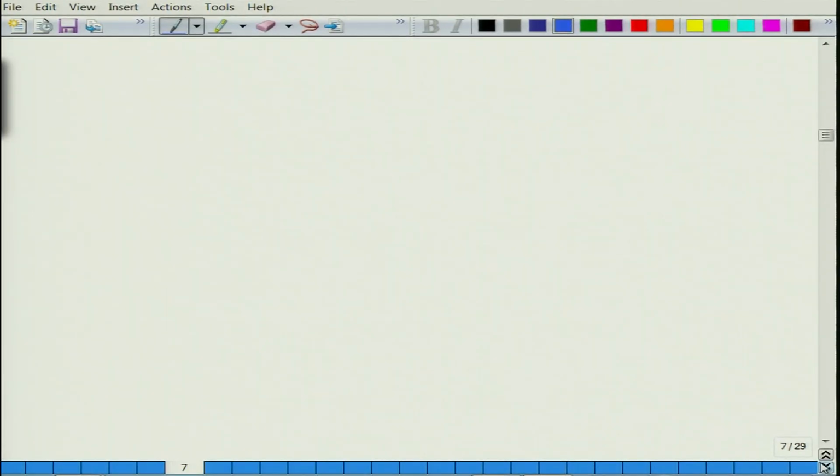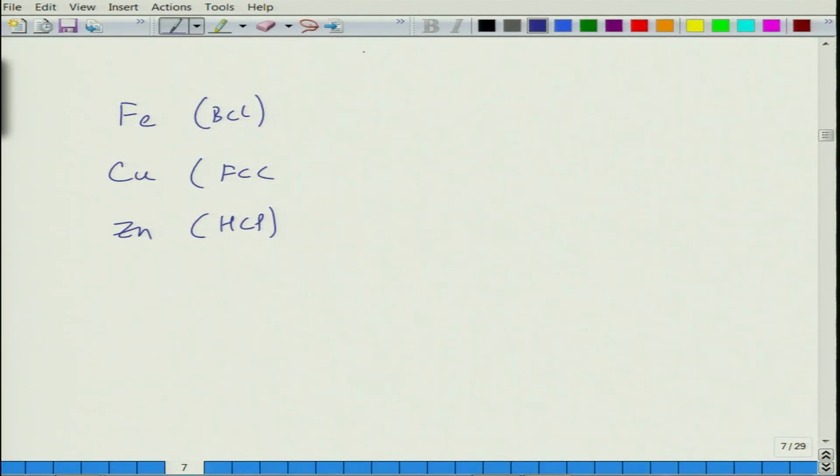So, theoretically speaking, if you calculate for a few materials like iron, let us say, or copper, or for zinc, iron is BCC, copper is FCC, zinc is HCP. So, theoretically tau m theory, let us say, in GPa is 12, 7 and 5. So, iron will show 12 GPa, copper will show 7 GPa and zinc will show 5 GPa. This is theoretical strength, which is very high strength.